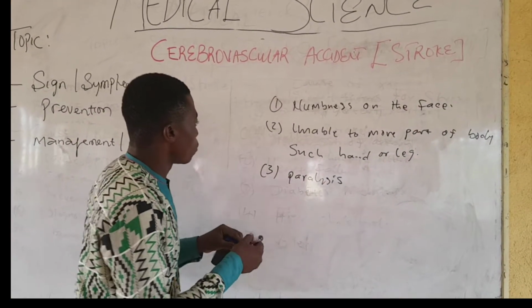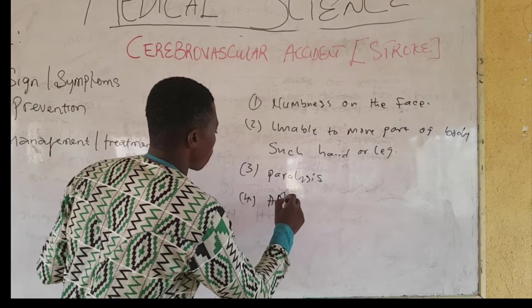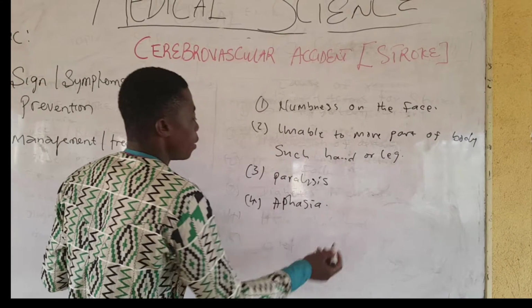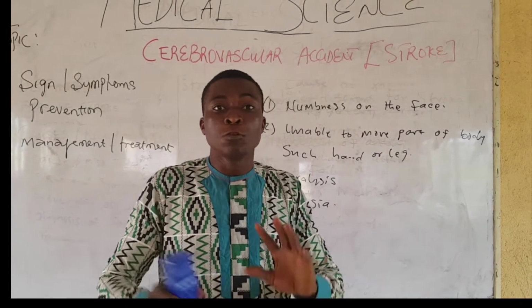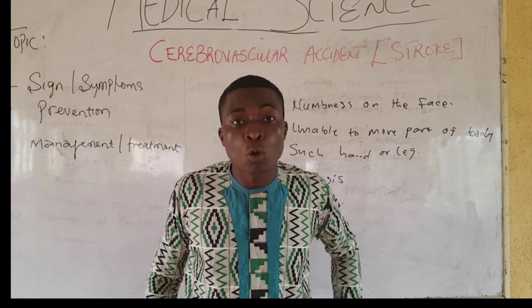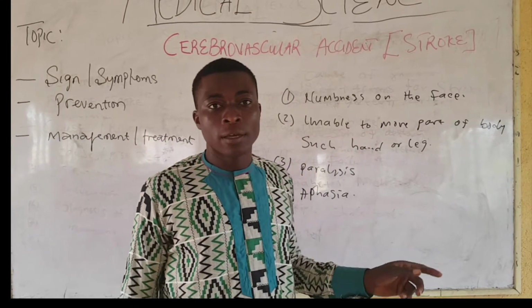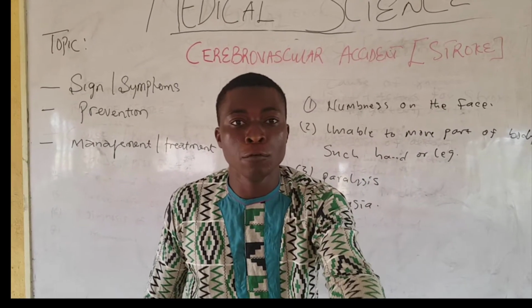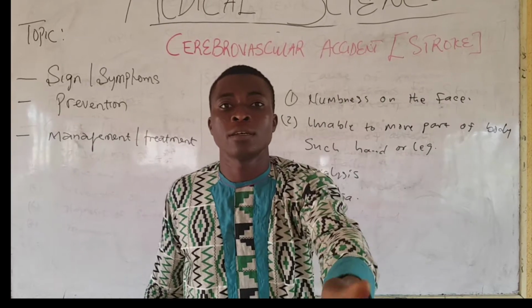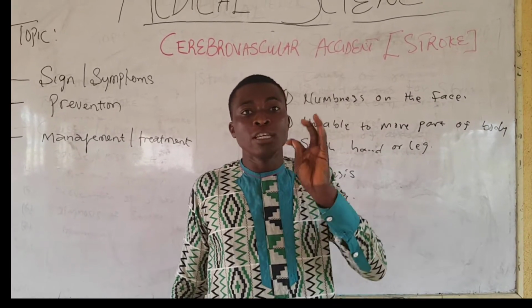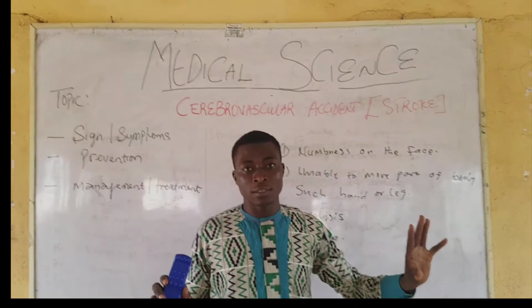Then another one, number 4, is aphasia. Aphasia means inability to make a speech. The person will not be able to talk. That is what is medically known as aphasia. The hypoglossal nerve, which is one of the 12 cranial nerves that supplies the tongue, has been affected. So the person will not be able to make a speech, because the nerve responsible for speech making has been affected.